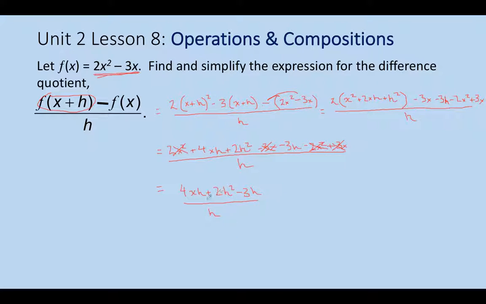Yes. However, there's one final step, and that is, notice we have an h in each one of these terms, and we have an h down here. That means we can divide everything by h. And what happens when we do that? Well, that goes away. Of course, this one goes away, and that goes away too. And so I wind up with 4x plus 2h minus 3. If you're hoping that there might be a shortcut for this, if you're in pre-calculus or calculus, there is.